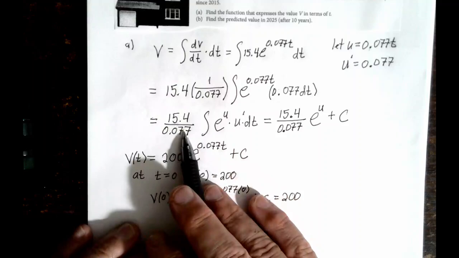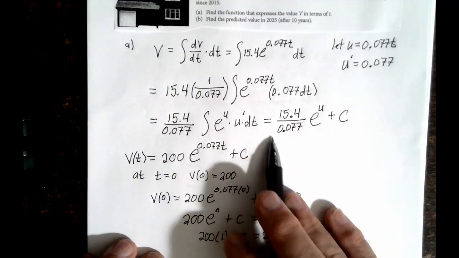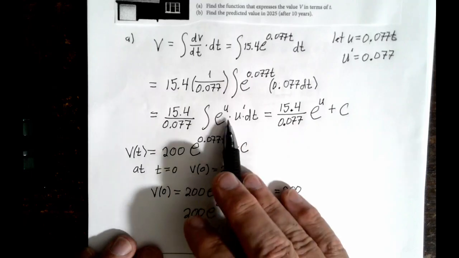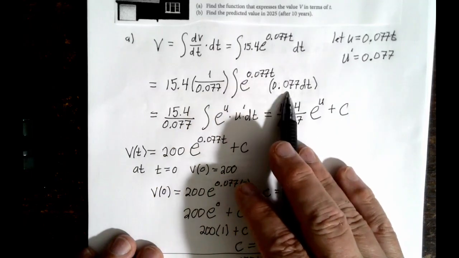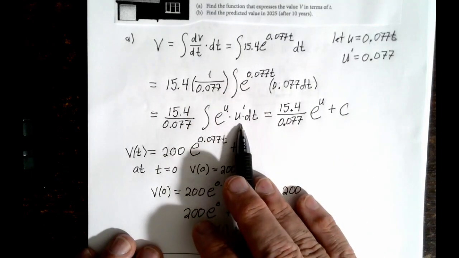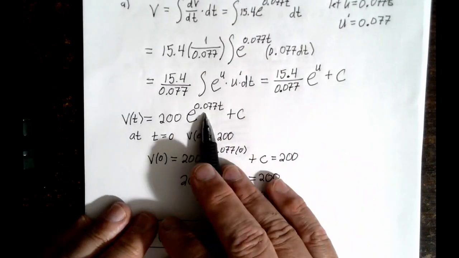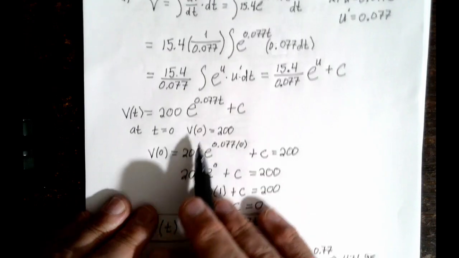So now when you multiply those two together, eventually when you simplify that down, it actually reduces down to the exact number of 200. This is e to the u prime dt, so you get e to the u prime dt, and when you integrate, you get e to the u. And your u is 0.077t.